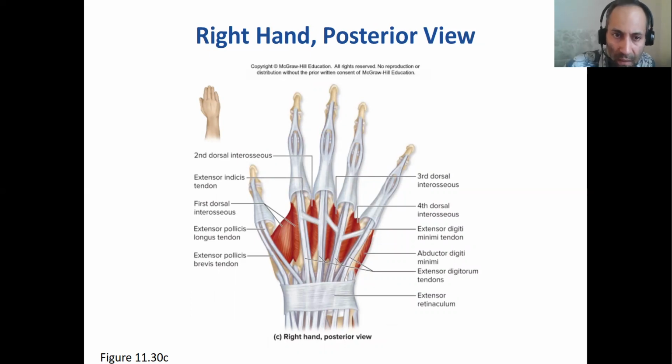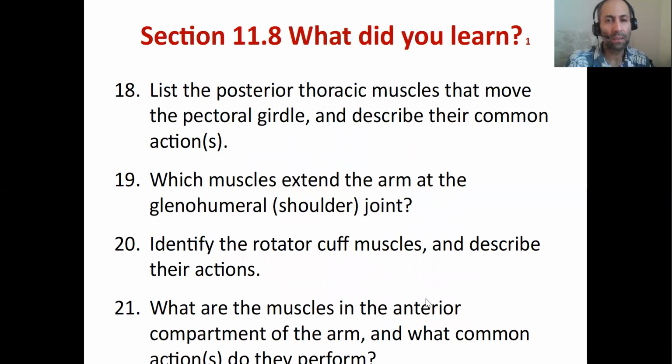And in the back of the hand, you have the extensors. Extensor pollicis longus extends the thumb, extensor pollicis brevis, extensor digiti minimi extends your pinky again, abductor digiti minimi moves it sideways, extensor digitorum, so you see those muscles here as well.